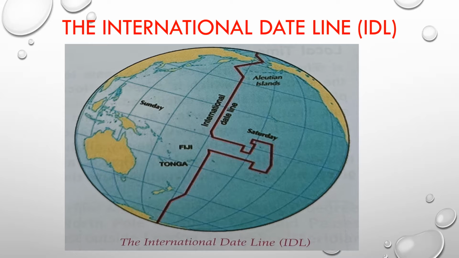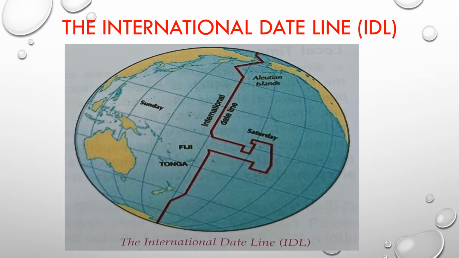So the international date line is an imaginary line that runs from the North Pole to the South Pole on the surface of the Earth. As you can see in this picture, the international date line passes through the middle of the Pacific Ocean. It roughly follows the 180 degree longitude, but deviates slightly to pass some more countries or island groups.